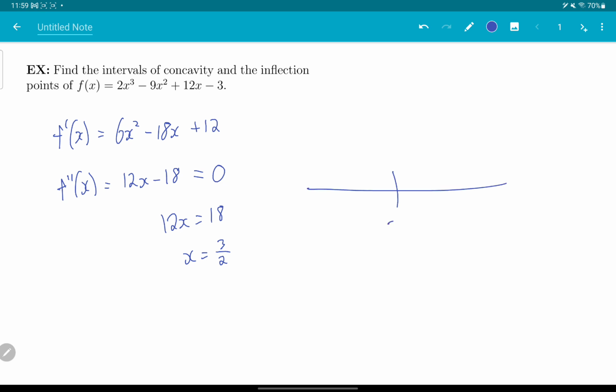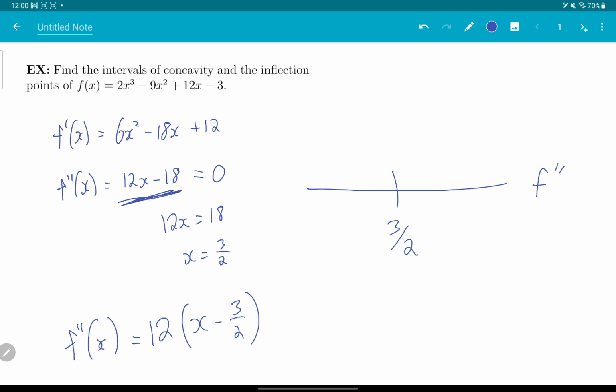So I do a number line. I put my 3 over 2 there. This is a number line for f double prime. Then I'll remind myself of what f double prime is. I think it'll be more instructive if I factor out 12: 12 times (x minus 3 over 2). Here's my f double prime.